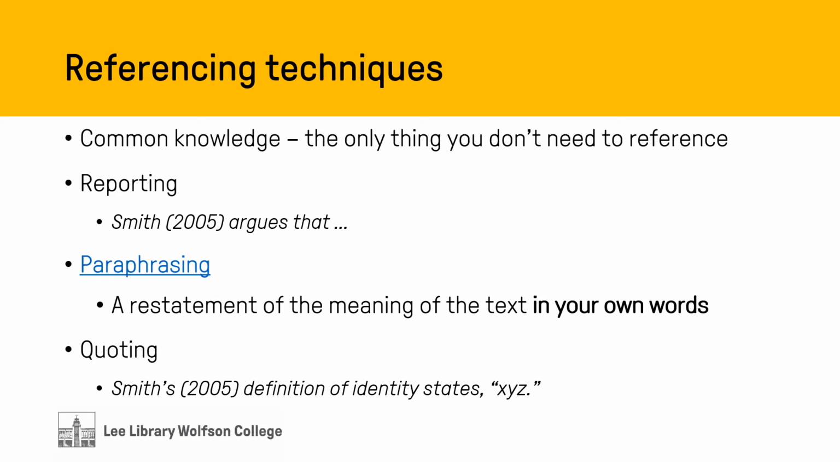And so there are a number of different ways that we can reference those ideas and point to the fact that somebody else came up with them first. We didn't come up with them. They might be useful in supporting our argument, but they're not ours. So you might report very specifically that a particular author argued a particular point.